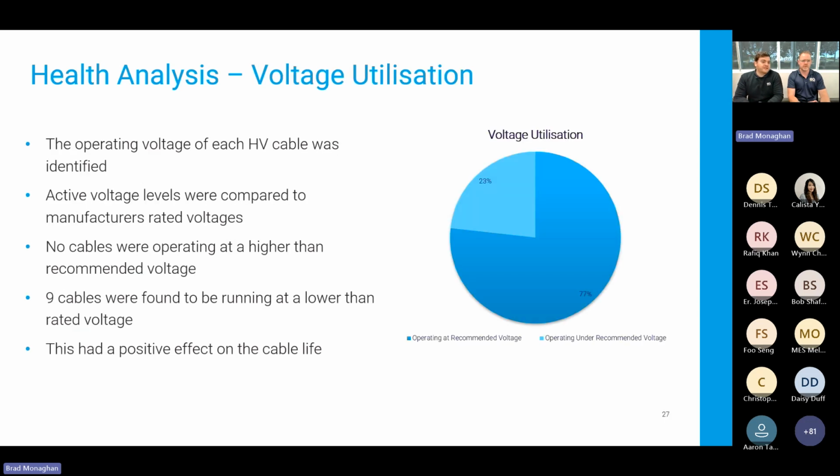So then we looked at things like voltage utilization. Quite simple, but we found that 23% of these cables were running at significantly lower voltage than they were rated for. So 9 of them were rated for 11 kV use and were running at 6.6 or something like that. And this has quite a positive effect on your cables. They're not being run anywhere near as hard as they can be, and it does extend the life.